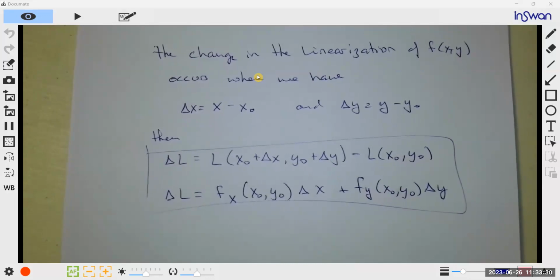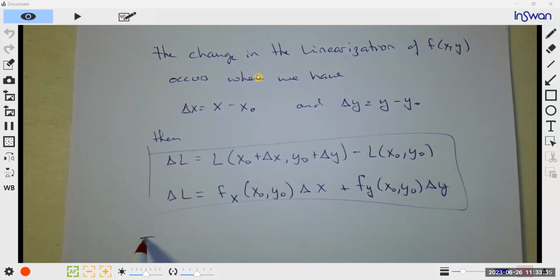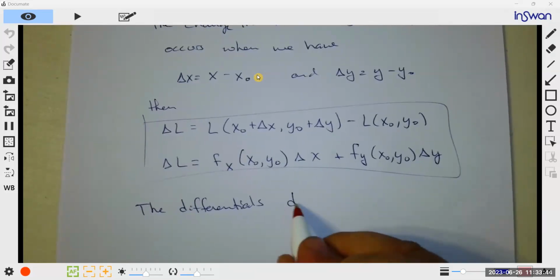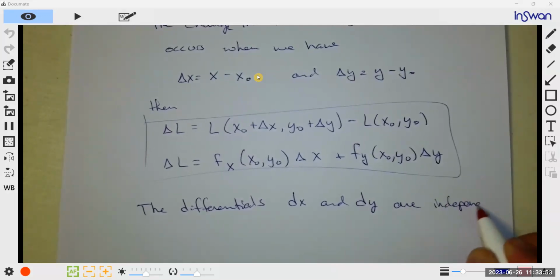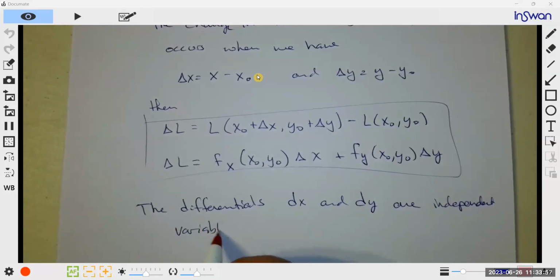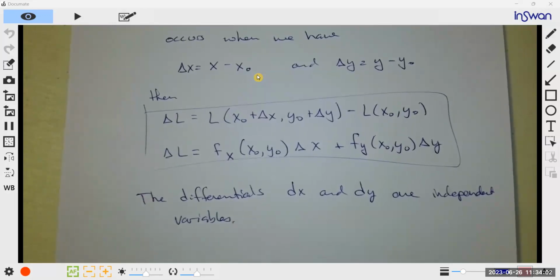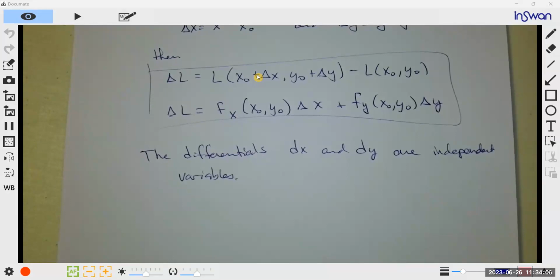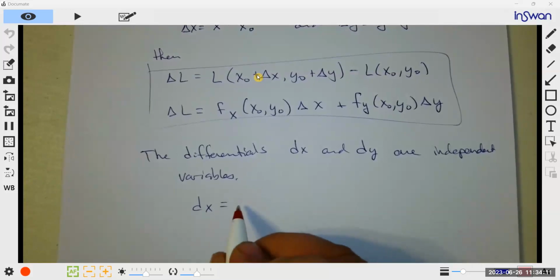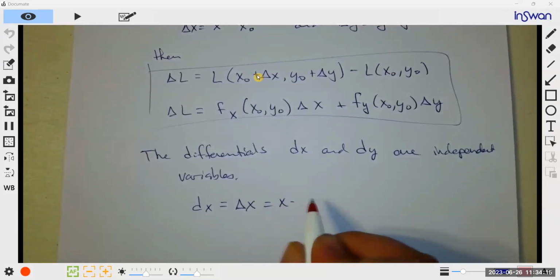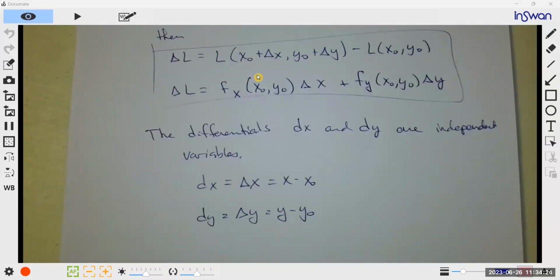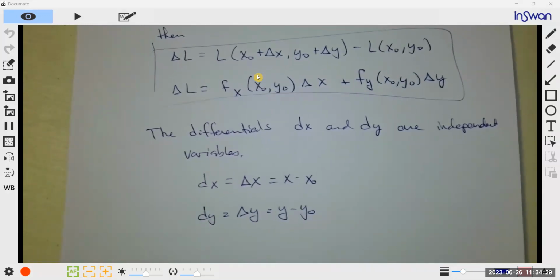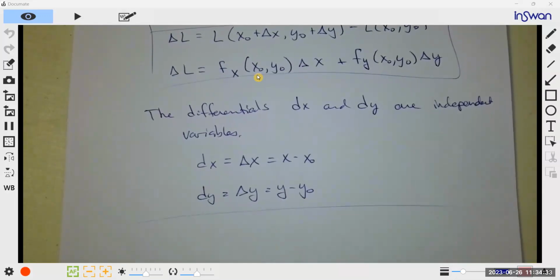Okay. So the differentials, the change of x and the change of y, are independent variables, so they can be defined however you want. Here dx is the same thing as delta x, which, if you think about it, is exactly what we had when we talked about the derivative. It's a change of position. Here's a definition.